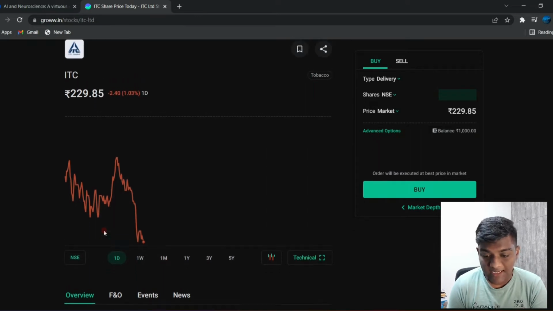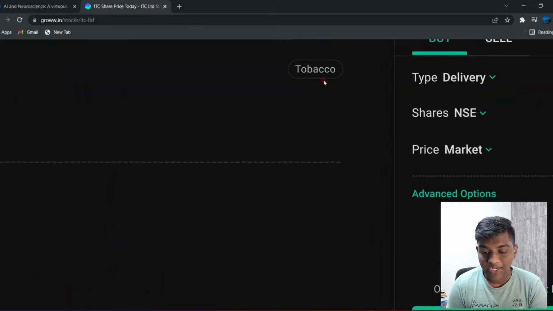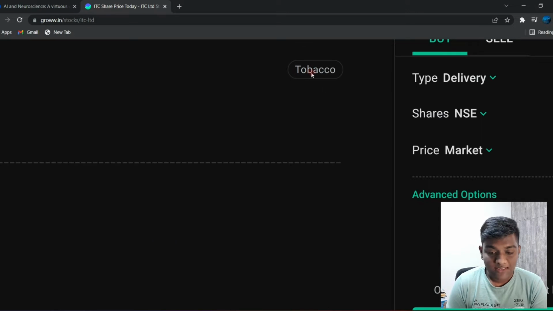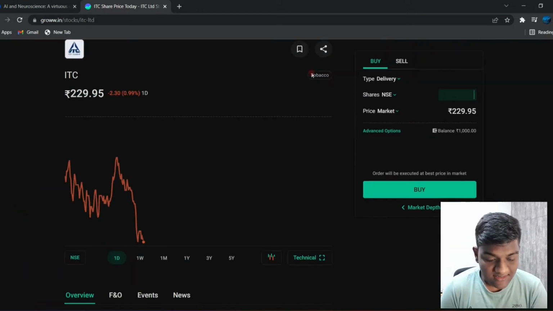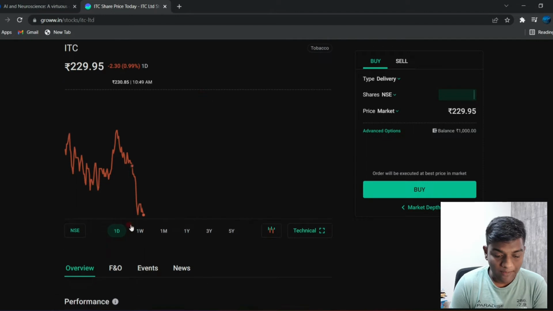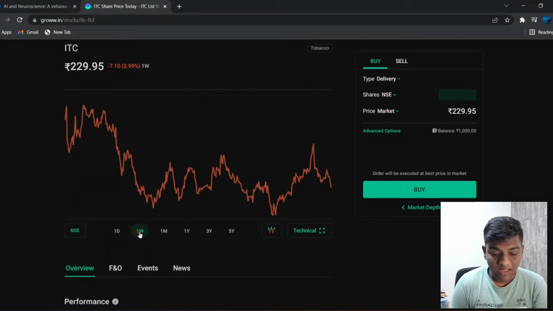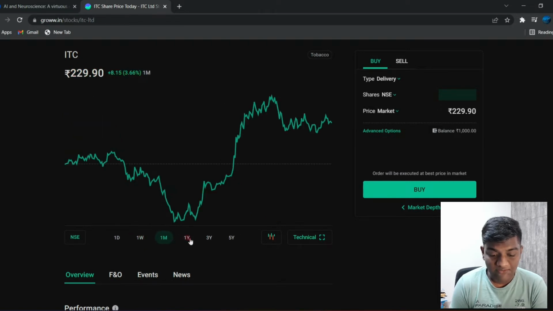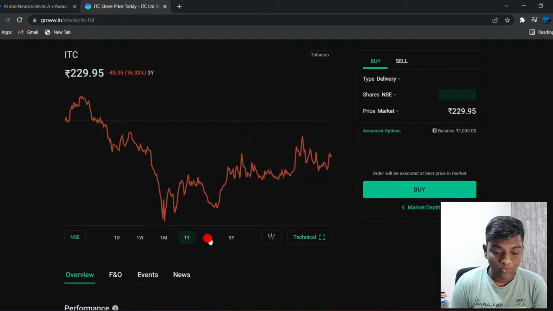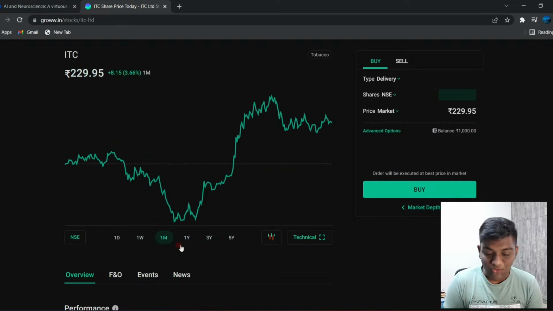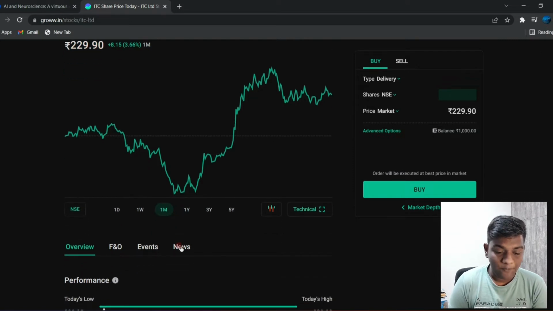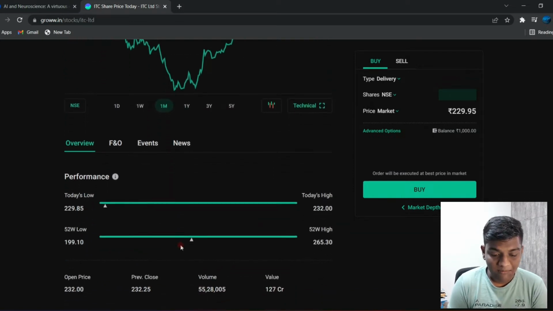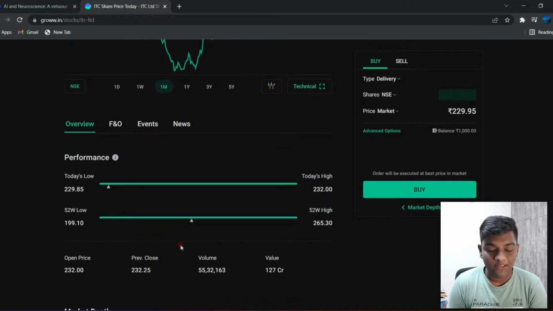So here it indicates what kind of company it is or what it actually produces. So Groww indicates it here. So this is the map again, one day graph, sorry, 1 week graph and 1 month graph and 1 year graph and 3 year graph. So ITC will stay in the 200s forever. Even if the market goes through a severe correction, ITC won't go down or up. So these are the numbers which might panic you, but there's nothing to worry about.